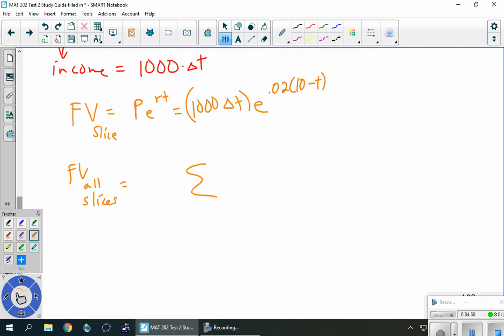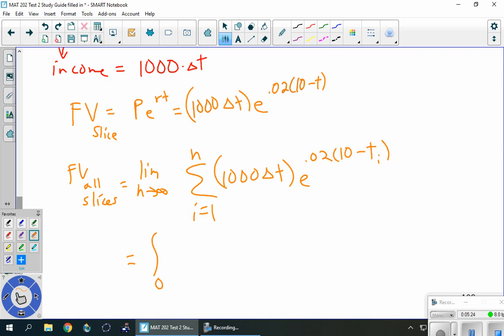And so then if we wanted to, we could convert that to the future value of all slices. And we know that's going to become a summation, 1,000 delta t e to the 0.02 times 10 minus ti, because we're going to count it, and we're going to let i go from 1 to n every time. And then what we should really do if we want the exact answer is let n go to infinity. Get those delta t's to be really tiny. And because we're in exactly the right form, we know this is going to become an integral. In this case, it's from t equals 0 to t equals 10. 1,000, I'm going to put the delta t becoming a dt at the end, and then we'll put the e part here. And then that ti just goes back to becoming a t.